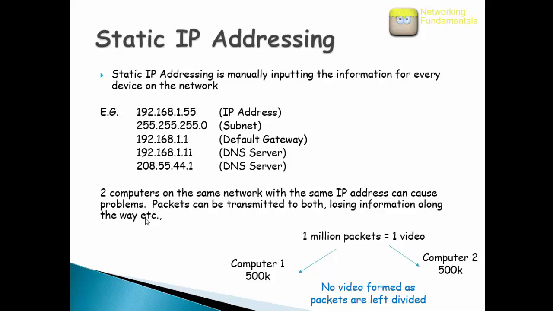So your static IP address, okay, static IP address is manually inputting the information for every device on the network. So that's what you do. You have an IP address for the device, your computer or your mobile phone. You have a subnet IP address. You have a default gateway IP address. And here you have 2 DNS servers. Okay, so remember the DNS server allows you to map the domain name with an IP address. So all these are configured by the system administrator, for example, and they're statically set up. So that means once you assign them, they're not going to change.